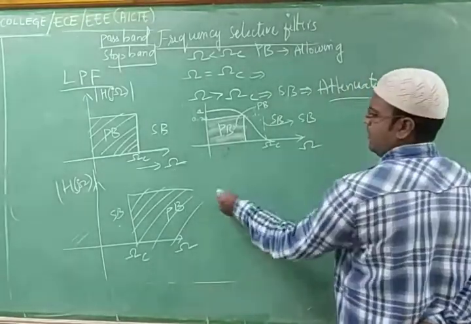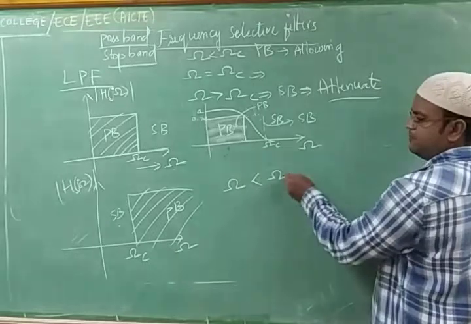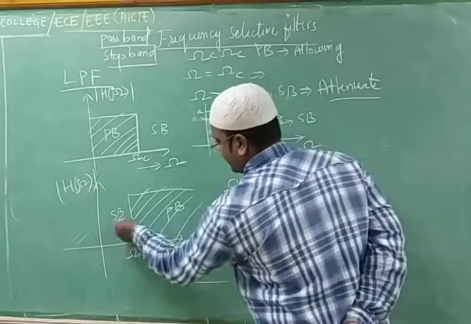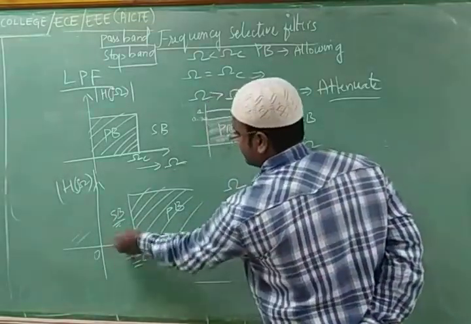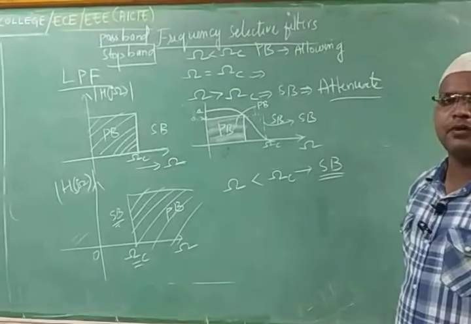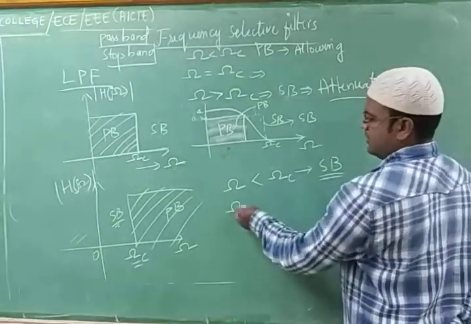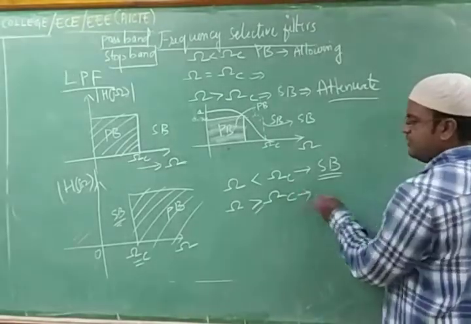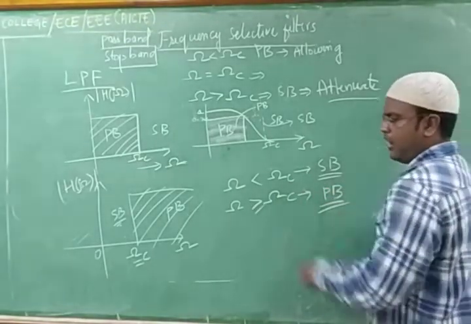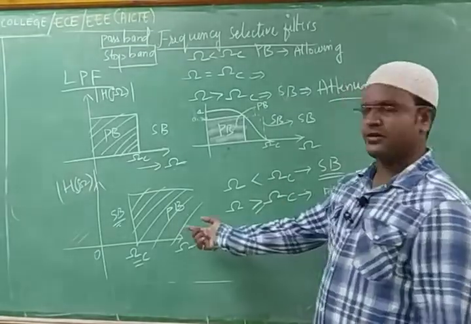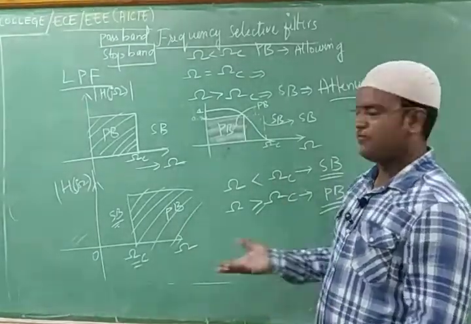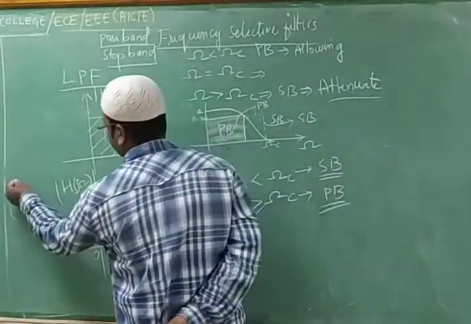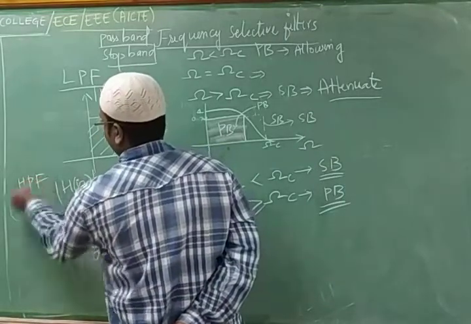So how do we mention this? Omega less than omega c shows which band? The stop band. Less than means before this point it is in the stop band, and it won't allow any frequency component. Omega greater than or equal to omega c is in the pass band. That means after that it allows the frequency components till infinity, depending on till what frequency you applied. So this is an example of the high pass filter.